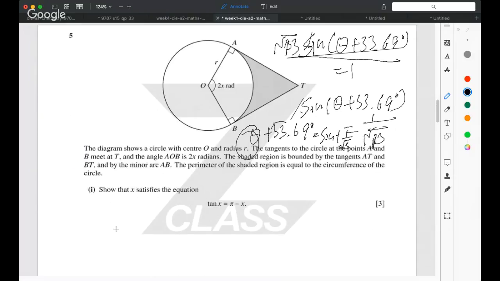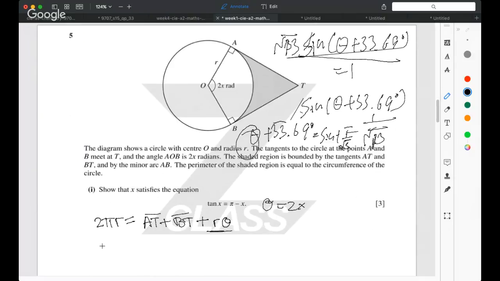Okay, so it says that the circumference of the circle, 2 pi r, is equal to the perimeter of the shaded region, which is AT plus BT plus the arc AB. So what's theta? Theta equals 2x.